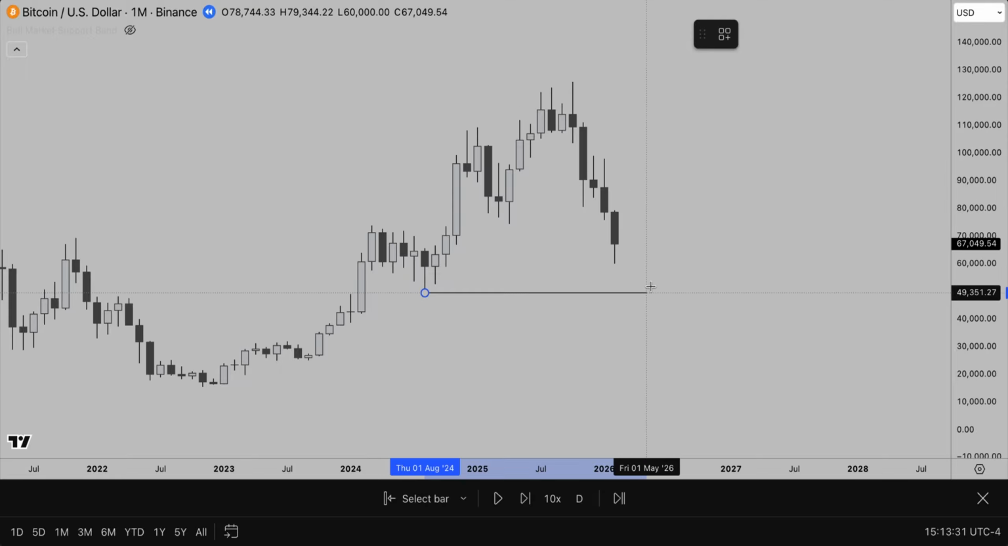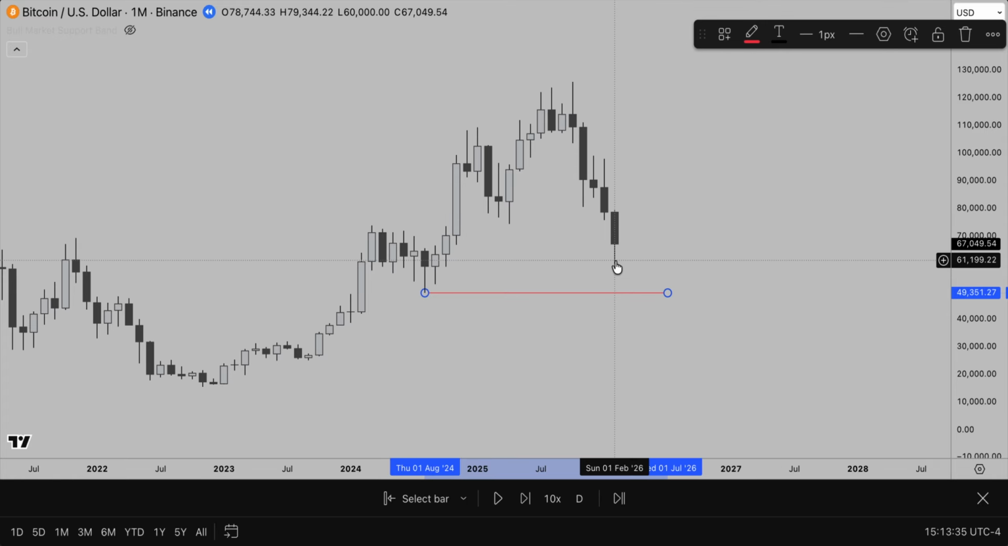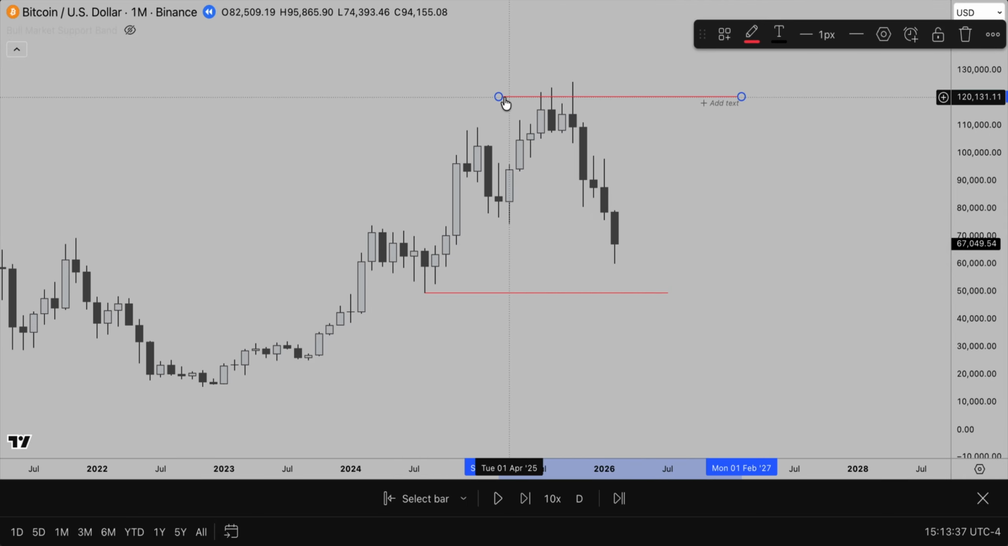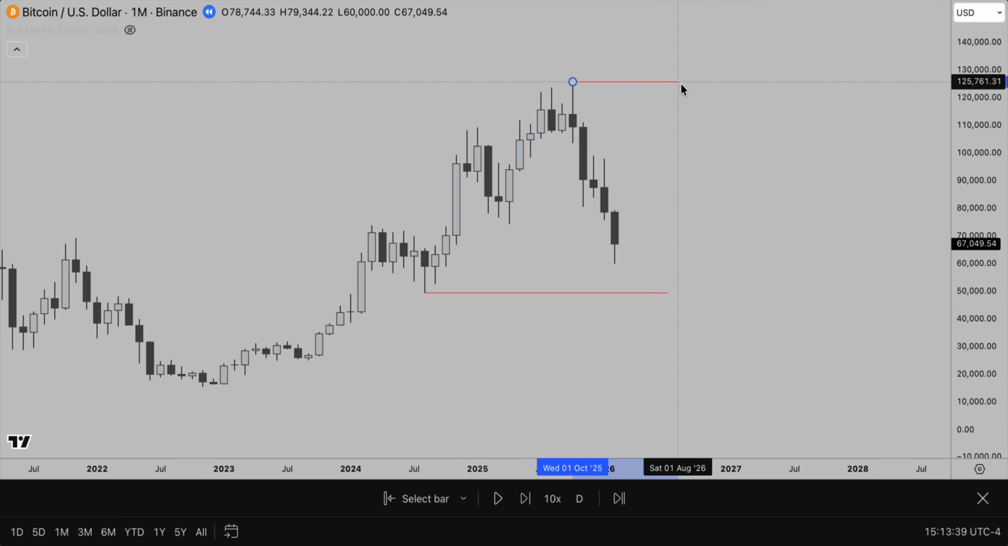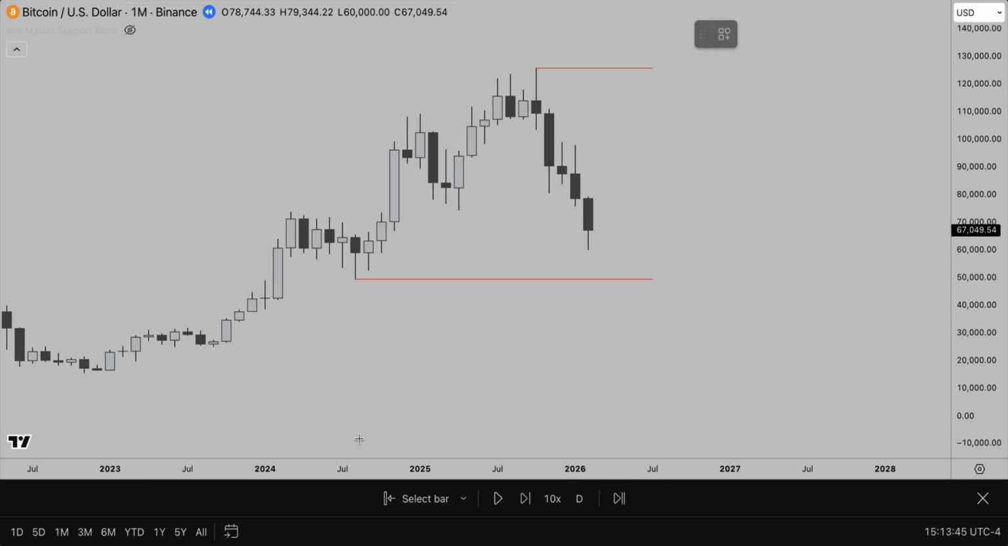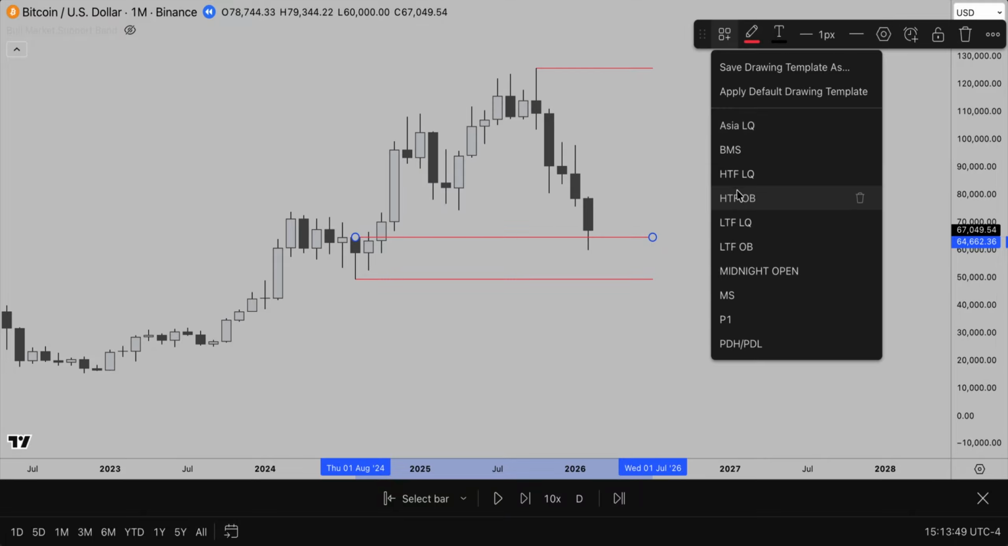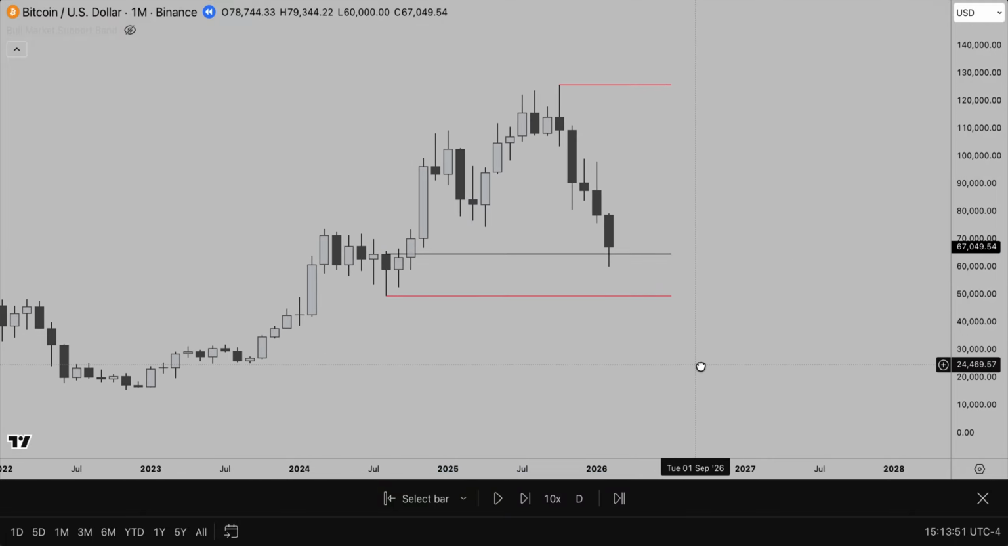Now, what we have down here is sell side liquidity. So if we can mark this on with our sell side liquidity in red, and what we have up here is our buy side liquidity. Now, this is known as your dealing range. Now, what else do we have? We have an order block that's resting down here. So we can mark this on with our high time frame order block down here.